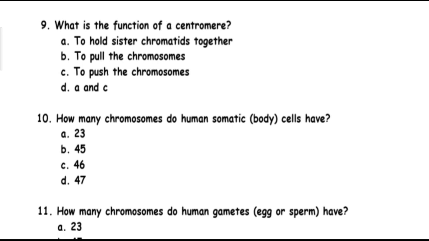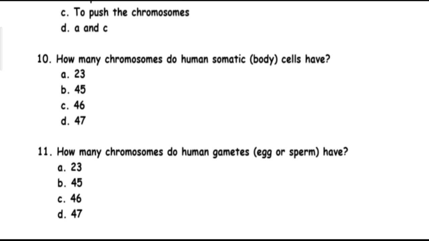Okay, what is the function of the centromere? Centromere, this is what holds the sister chromatids together. Try to check the chromosome. This is found as a circle-like something at the center of the chromosome. We call them centromere. So this holds the sister chromatids together. That's letter A.